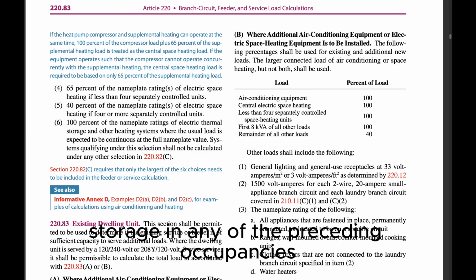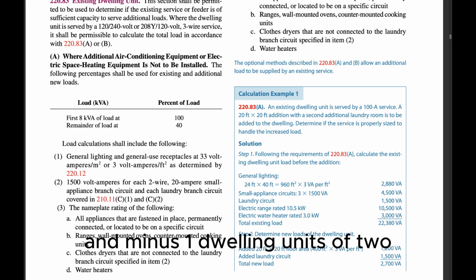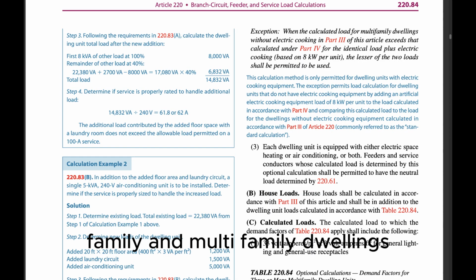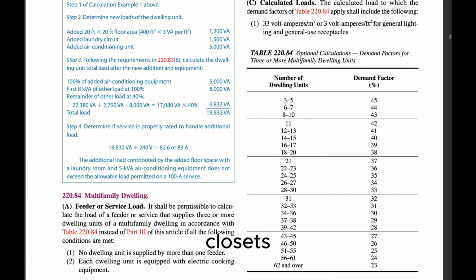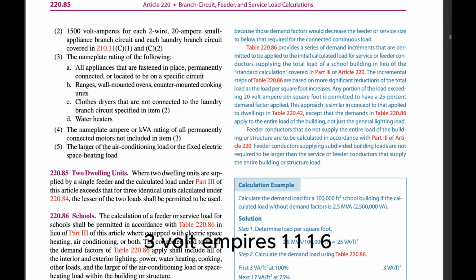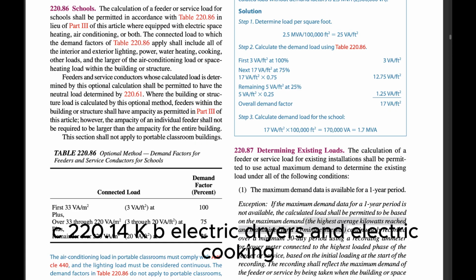In any of the preceding occupancies except one-family dwellings and individual dwelling units of two-family and multi-family dwellings: assembly halls and auditoriums, halls, corridors, closets, stairways, and storage spaces, 3 volt-amperes per square foot. See 220.1 for J and 220.1 for K.